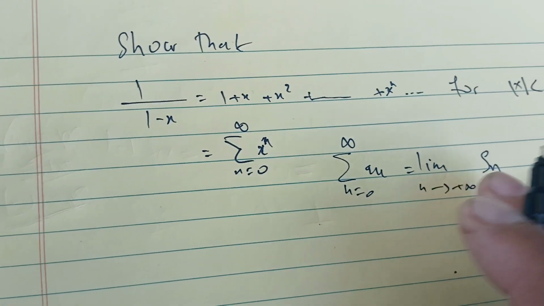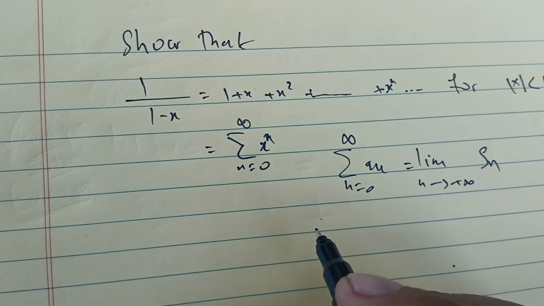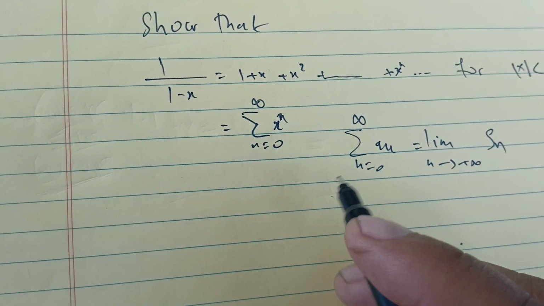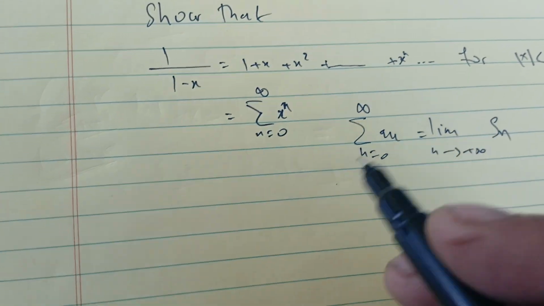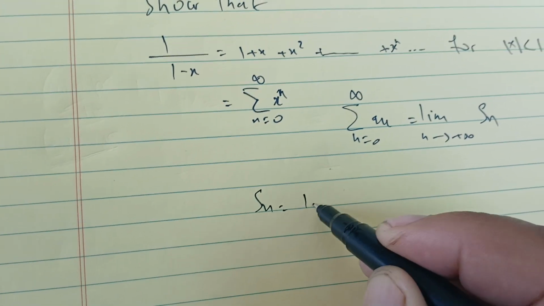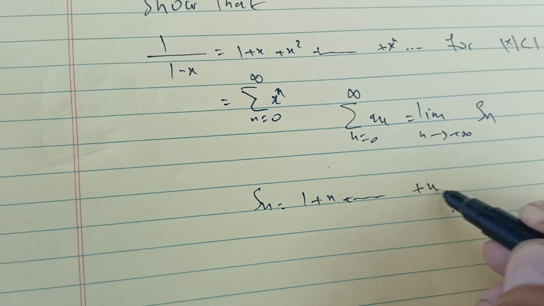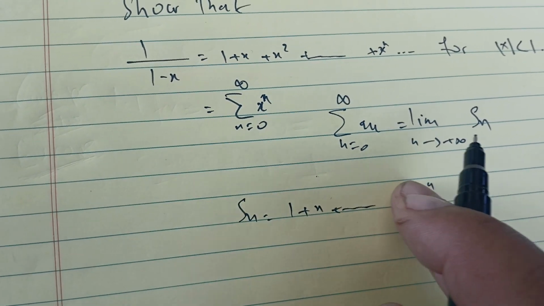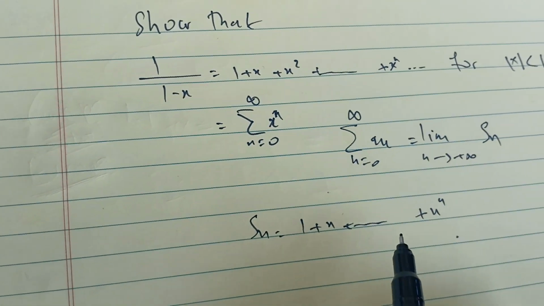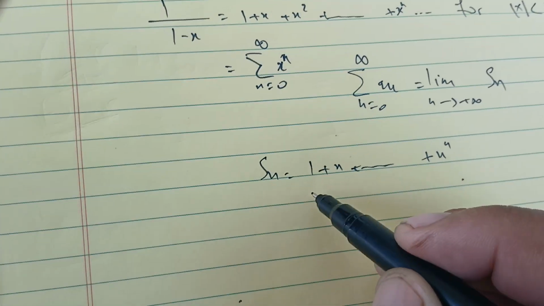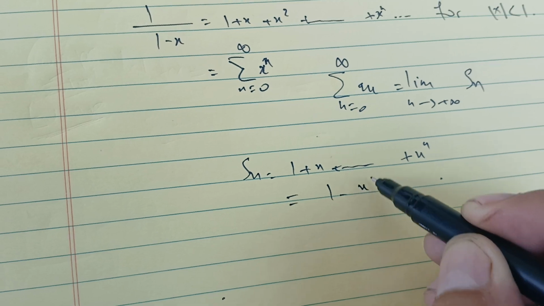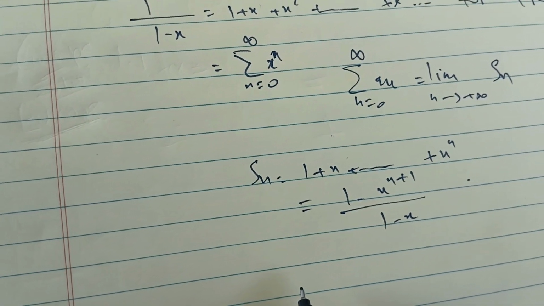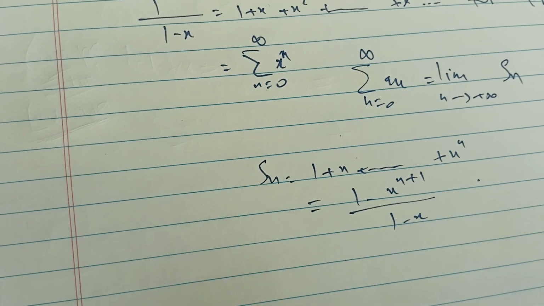So in our case here, the a_k are x to the power k, and S_n is 1 plus x plus up to x to the power n. Okay, and we want to see the limit of this one as n goes to infinity. We can write this one in this manner: 1 minus x to the power n plus 1 over 1 minus x. Okay, so therefore we can take the limit in this case.